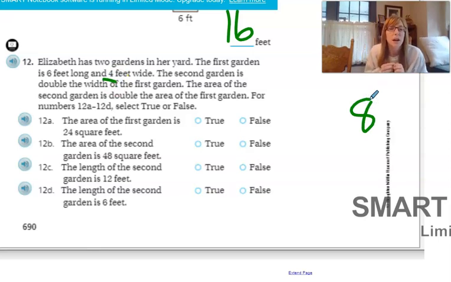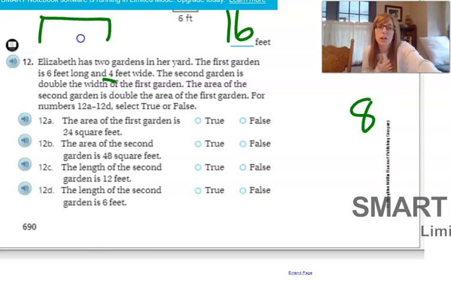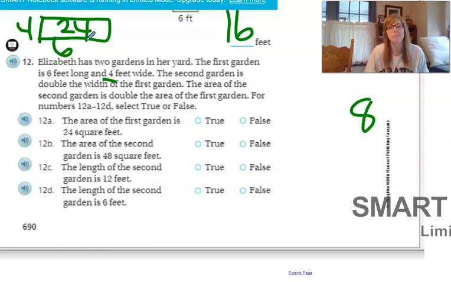The second garden is double the width of the first garden. The area of the second garden is double the area of the first garden. For numbers 12A to 12D, select true or false. Okay, so now you have to figure out, well, the first garden is 6 by 4. 6 times 4. So here's her garden. It's 6 times 4. And that gives you an area of 24, correct?